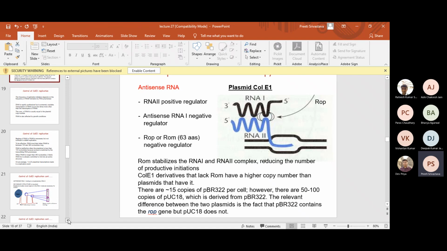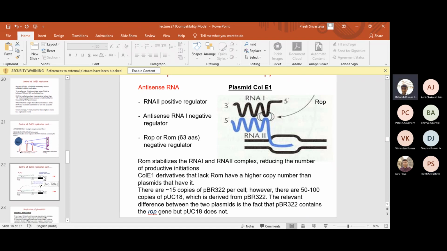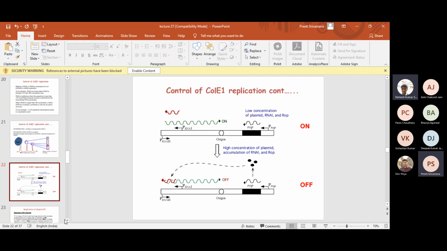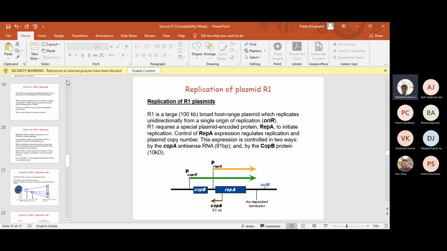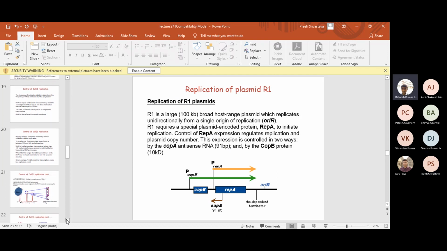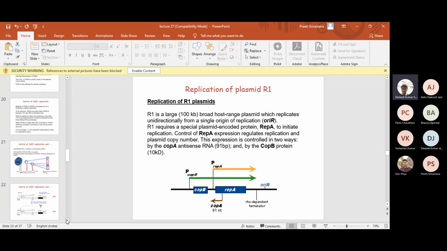So, ma'am, why do even circular plasmids need regulation of replication? If the plasmid is circular, then it doesn't need regulation of replication. Why? Otherwise, it will keep on replicating endlessly. If the replication is not regulated, then the plasmid will keep on firing, so it will cause a metabolic burden on the cell.